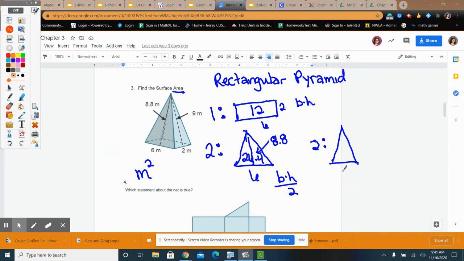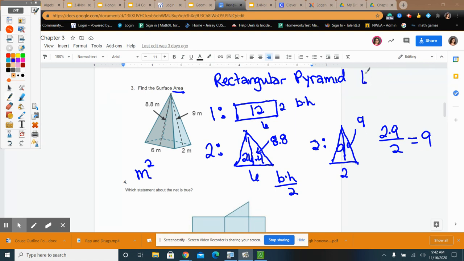Then the skinny guy, the base is 2, and the height on the skinny guy is 9. So that's 2 times 9 divided by 2, which is 18 divided by 2, which is 9. But there's 2 of those as well.